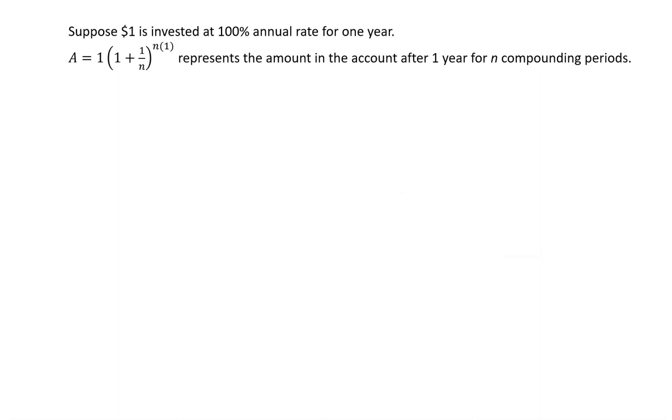Now, let's suppose for a minute that I took $1 and invested it at 100% annual rate for 1 year. So the $1 would be my principal. 100%, so 1 would be my rate. So that expression, A equals 1 times (1 plus 1 over n) to the n times 1, would represent the amount in the account after 1 year for compounding it n times a year.